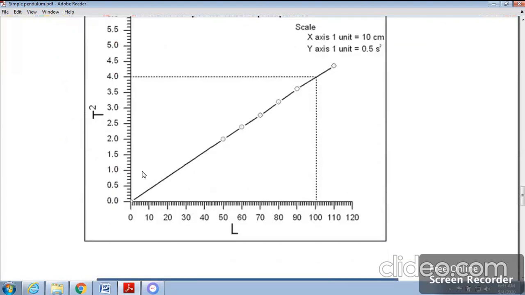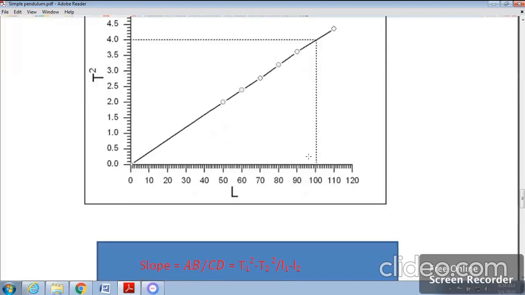This is a graph which indicates the relation between L and T square and how it varies. Here we have L on the x-axis and T square on the y-axis. The x-axis unit is 10 centimeter and the y-axis is 0.5 second square. While counting the oscillations, if we know the distance and time, we can plot this graph. We will explain more in the next chapter, chapter 2, how to plot a graph.